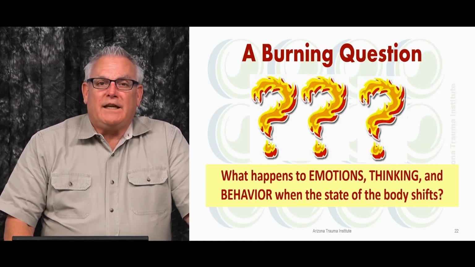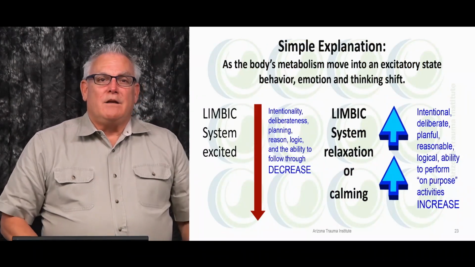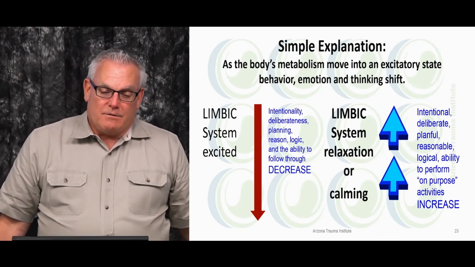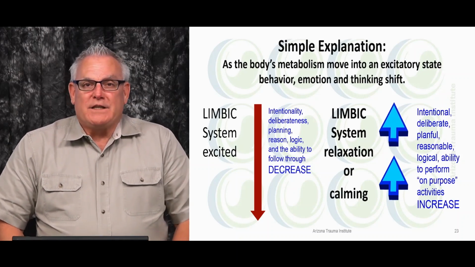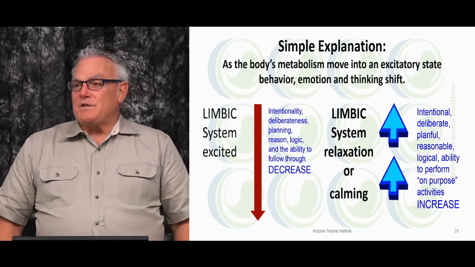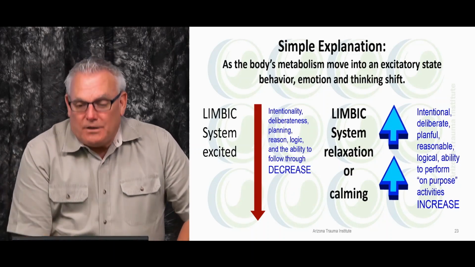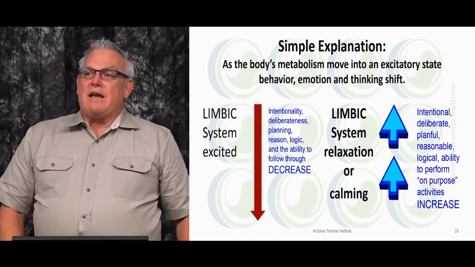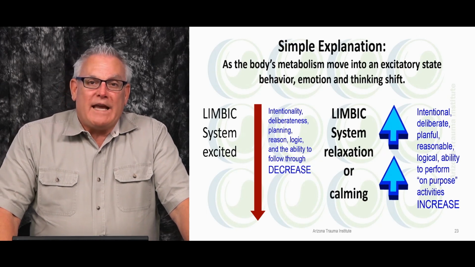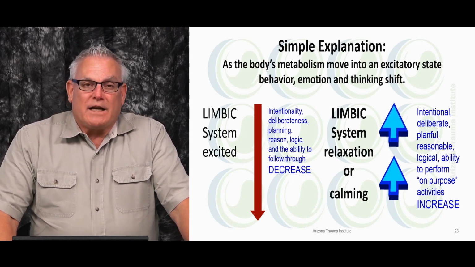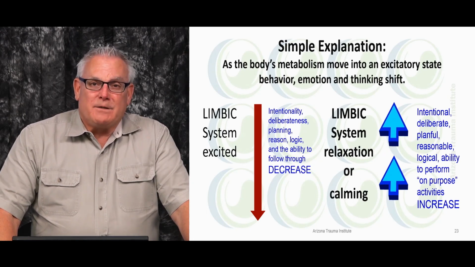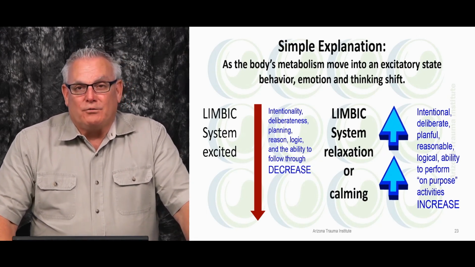So what happens to emotions, thinking, and behaviors when there's a shift in the body? When someone moves into the limbic system or into the sympathetic system, the survival brain, there's a decrease in intentionality, planning, reason, logic, and the ability to follow through. You know, how many times have we worked with someone in the addiction world and we hear someone say, man, they just can't follow through with anything. Well, that should be a sign to us that if someone can't follow through, there could be the possibility they're stuck in the limbic system. And we need to be able to assist them with regulating their body so they can move back into the parasympathetic system, which has the ability to do follow through.